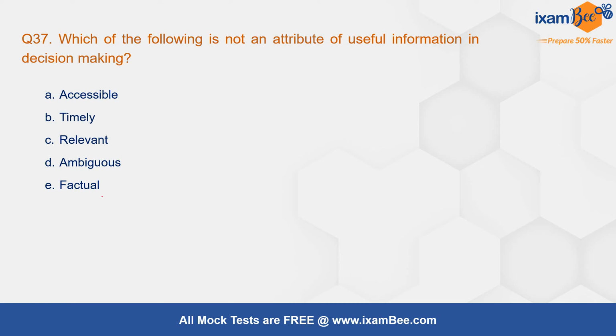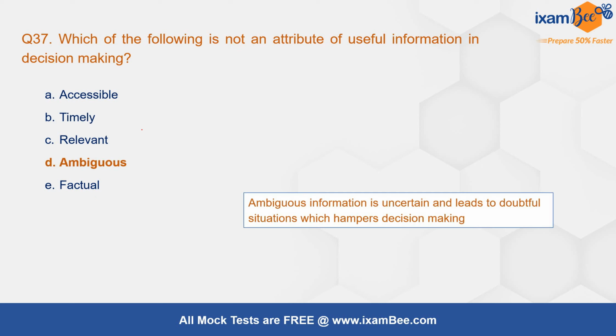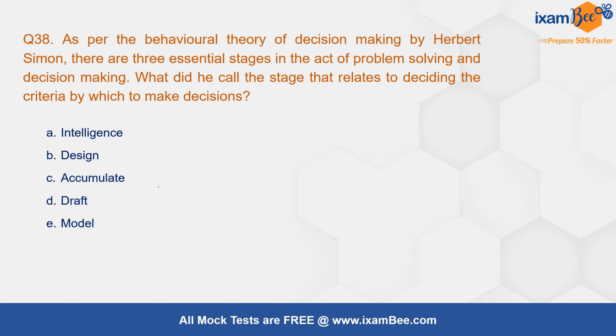And it should be factual. So yes, factual information is needed. So the not an attribute, the correct answer is ambiguous, because this is vague, uncertain kind of information, and this will not help but hamper decision making.